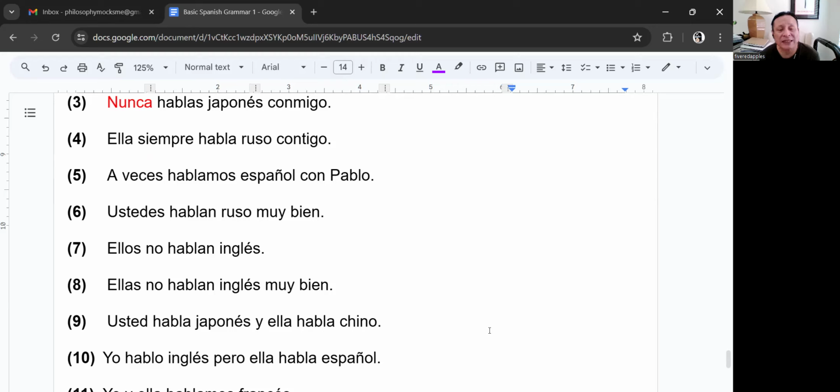Okay, here we go. A veces hablamos español con Pablo. Do you remember a veces? It's a little bit trickier to remember. A veces. Veces is the plural of vez. Vez means instance or time. A means at, in, or yeah. So this a veces literally could be translated as at times.